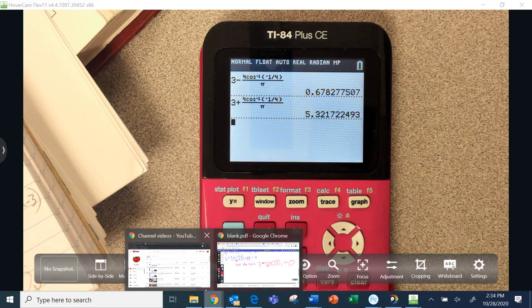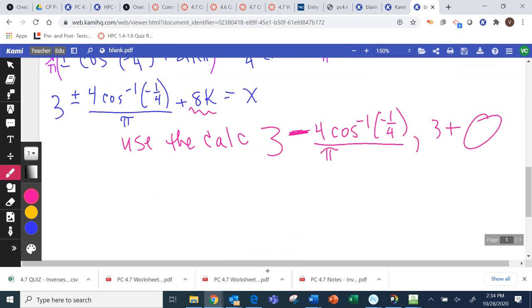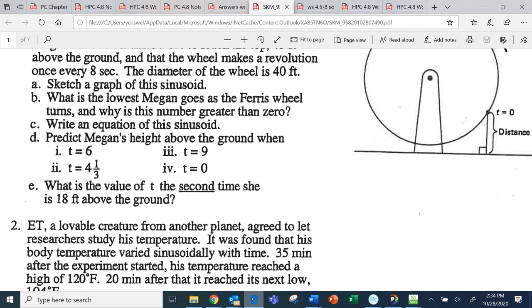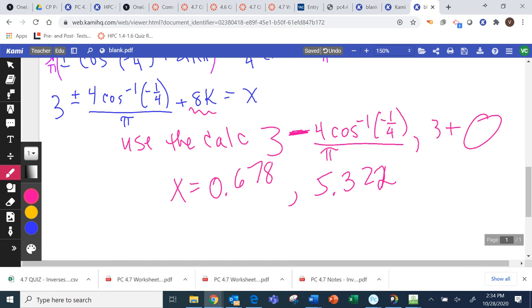Where was I? So I get my first 2 x's would be 0.678 and then 5.322 maybe. And those are my first 2 x's. This says, what is the second time she is 18 feet above the ground. So this would be my first 2 x's. The second time would be this answer right there.